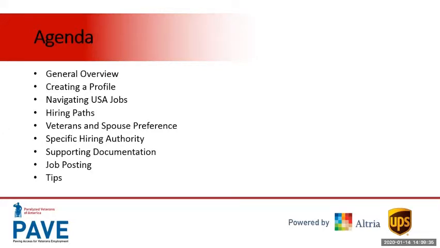But I just want to give a quick disclosure. It's just going to be a general overview. I'm not going to go into detail because that could take hours, but we're here to help if you have any other questions afterwards. Today: a general overview, how to create a profile, navigating USA Jobs. We'll talk a little bit about hiring paths, preference, hiring authority, and what supporting documentation you need to attach to your application, job posting, and tips.